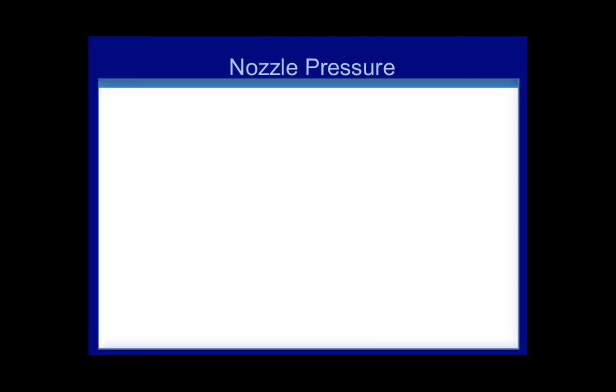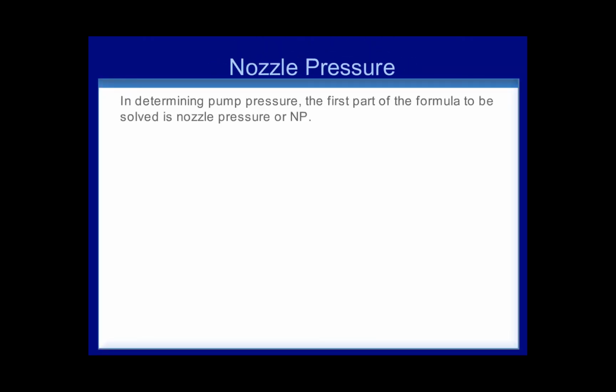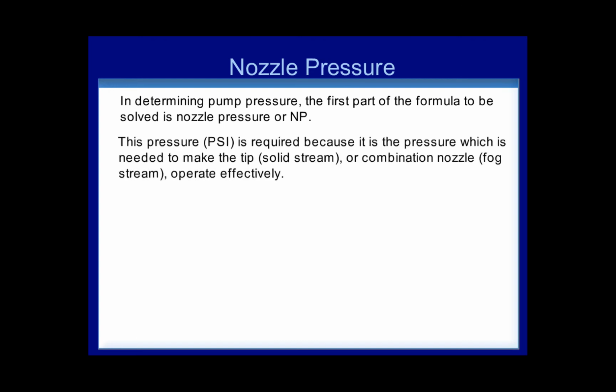Nozzle pressure. In determining pump pressure, the first part of the formula to be solved is nozzle pressure, or NP. This pressure, or PSI, is required because it is the pressure which is needed to make the tip of a solid stream or combination nozzle fog stream operate effectively.